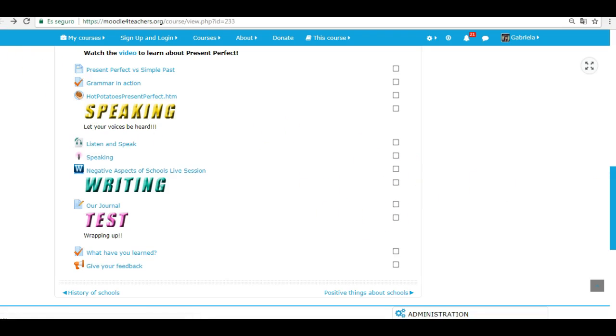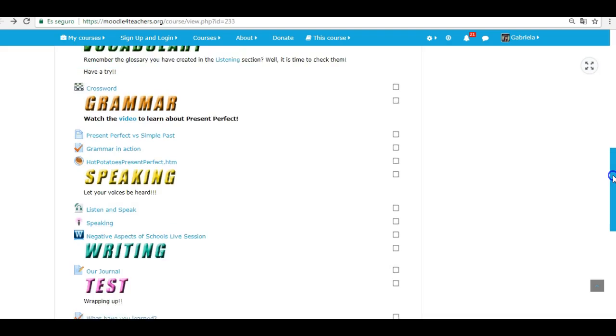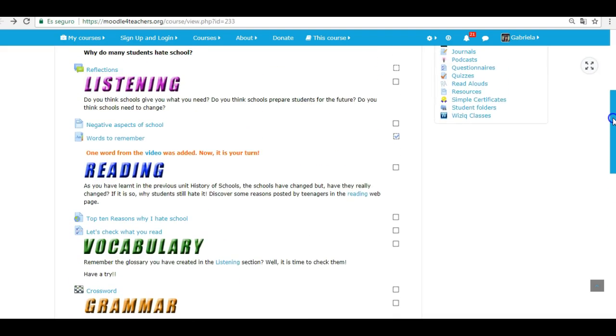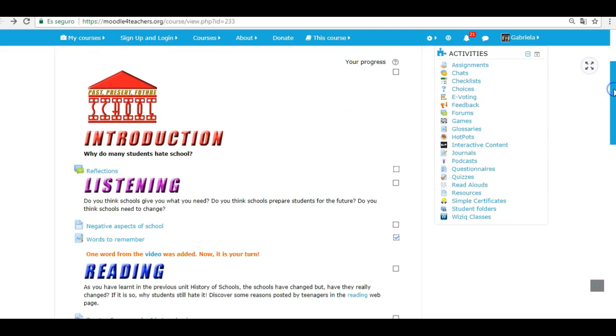And this is all. So I have tried to make the learners at this stage of the course reflect on school and start creating or modifying their ideas and beliefs about schools.